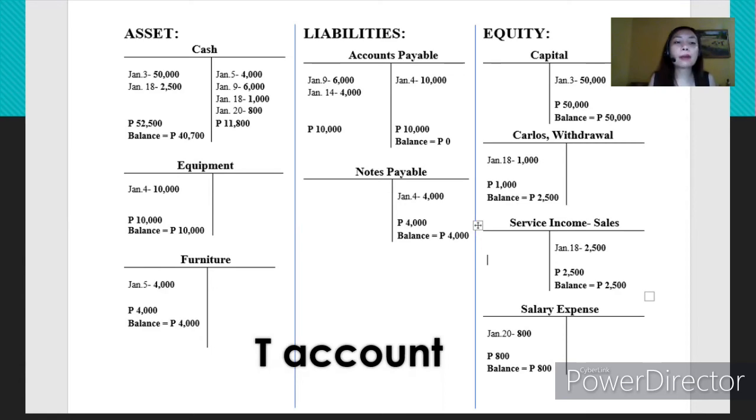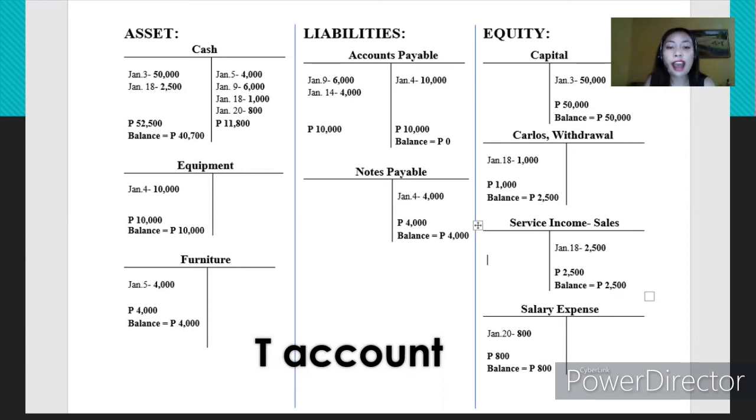Let's take it for example. The normal balance of cash is on the debit side, so you're going to put the balance on the debit side. How much? 40,700. Okay? So this is already an example of a T account, which is designated for a particular account.